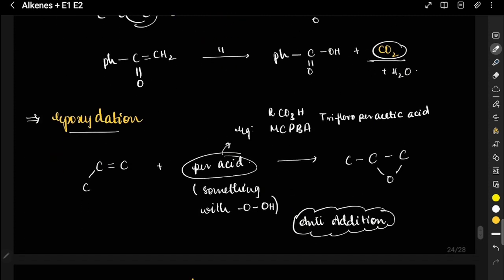Okay, and the epoxidation reaction. Here what would happen is you are going to take an alkene and react it with some peracid. What is a peracid? We just saw something with an OO bond, OOH. Then anti-addition takes place. We have discussed this before. Examples are performic acid type of thing and MCPBA also. So anti-addition takes place and cyclic ethers are formed. It is very important.